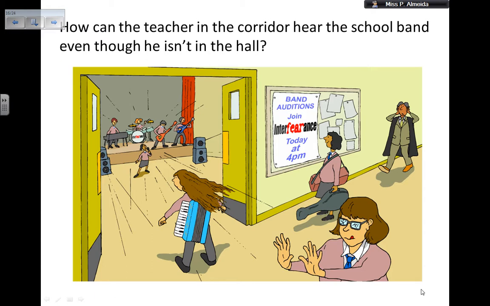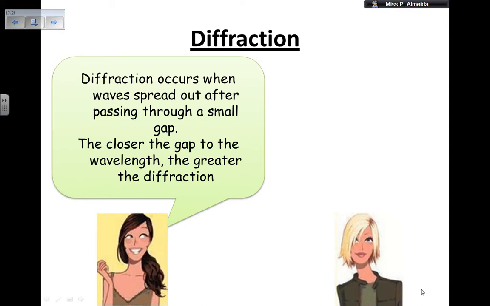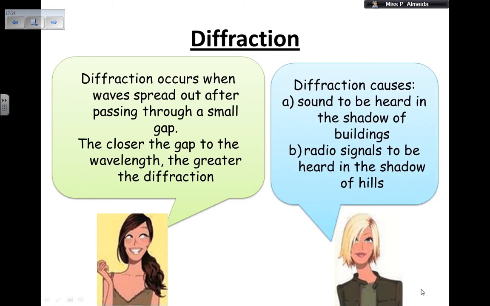So let's see in more detail. Diffraction happens when waves spread out after passing through a small gap. The closer the gap is to the wavelength of the wave, the greater the diffraction, okay? Diffraction is the reason why you can hear a sound in the shadow of buildings, or that you can get radio signals to be heard in the shadows of hills.